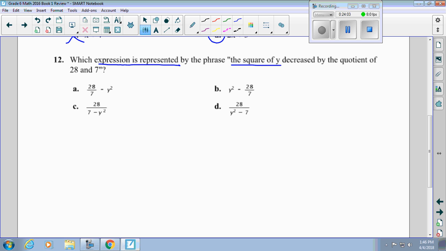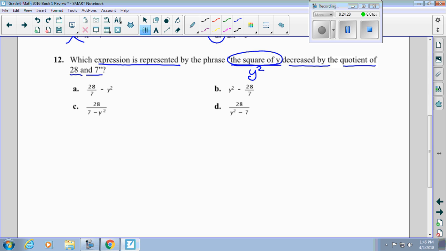The square of y decreased by the quotient of 28 and 7. So you guys are going to essentially be translating an algebraic expression here. We're going to put the English into algebra. So we have the square of y. If we square something, we are multiplying it by itself. So the square of y would be y squared.